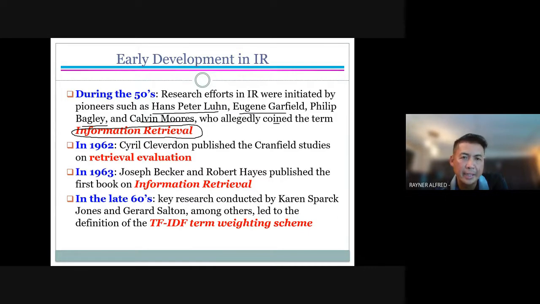In 1962, Cyril Cleverdon published the Cranfield study on how do we evaluate the retrieved information. Okay, how do we actually say this information is relevant or not relevant with respect to the query? And then in 1963, Joseph Becker and Robert Hayes published the first book. So this is the first book on information retrieval.